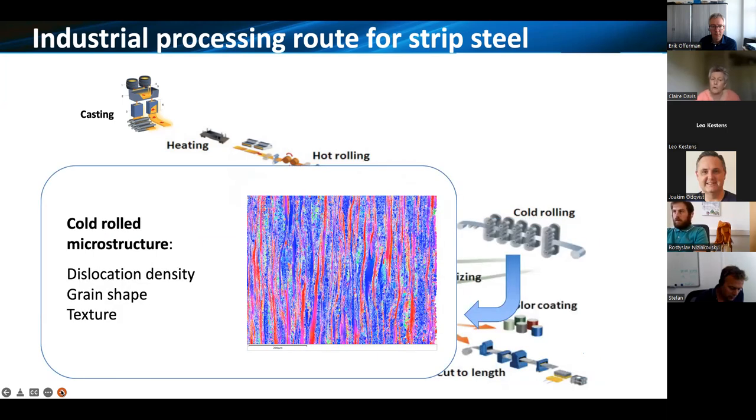Our cold rolled microstructure, subsequent to this, has a high dislocation density or stored energy, depending on the amount of cold reduction that's put in. We get quite a different grain shape, because the ferritic grains and second phase grains get highly elongated and deformed. And we potentially could be generating quite strong crystallographic textures that will have implications later on for properties.